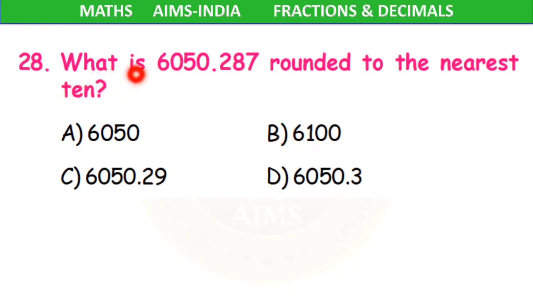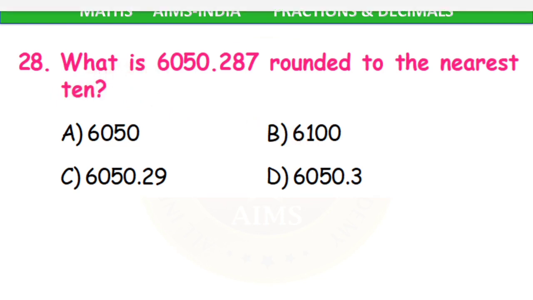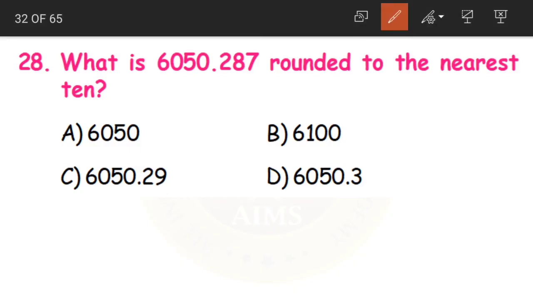Next question. What is 6050.287 rounded off to the nearest 10? What are they asking children? Nearest tenths. TH. It should be TH. What is 6050.287 rounded off to the nearest tenth? Again we have discussed a similar question. What is the number here?